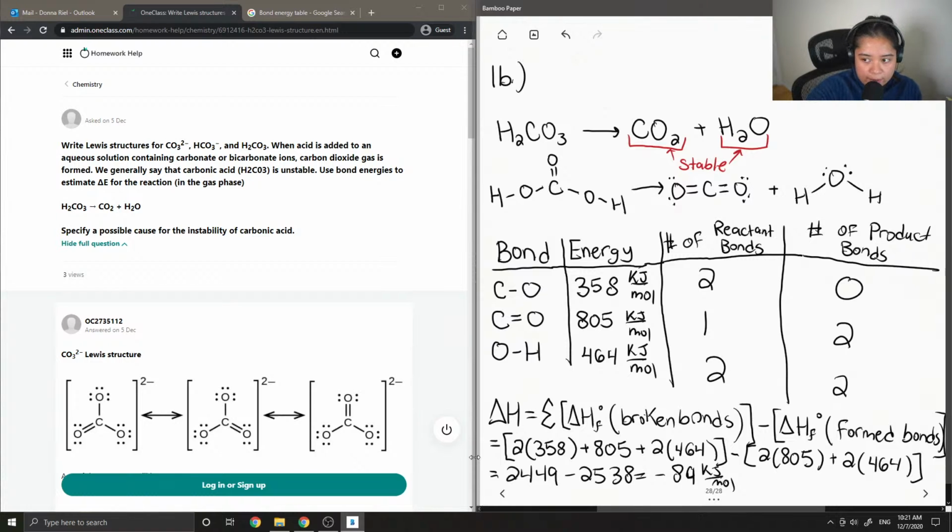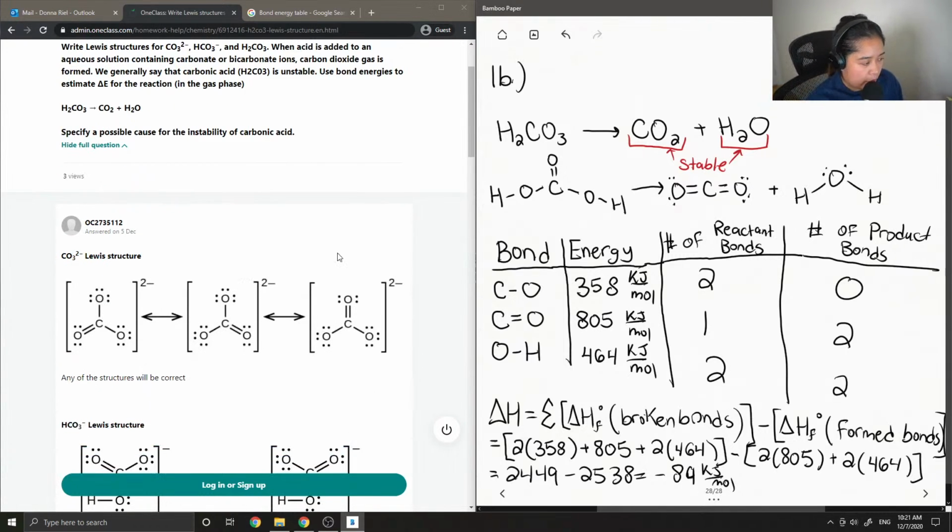So this might help us justify the fact that carbonic acid is unstable, because once it forms carbon dioxide and water, since these two products are stable, it's not likely they're going to react again to form carbonic acid. This might be a reason why carbonic acid is unstable. Okay, so now let's see what the junior tutor said.